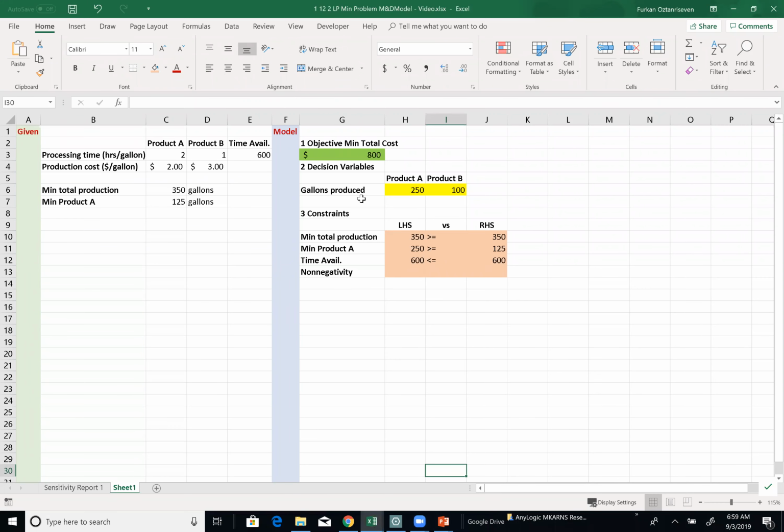In this video, I would like to talk about sensitivity analysis. I will use MandD Chemical Manufacturing Company as an example. So in previous video, we solved this problem and found the best solution to be $800 minimum cost and producing 250 gallons of A and 100 gallons of B. And these are the constraints that we check that there is no violation.